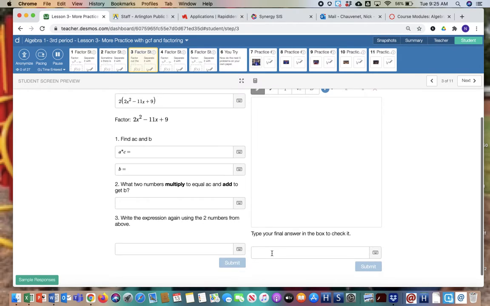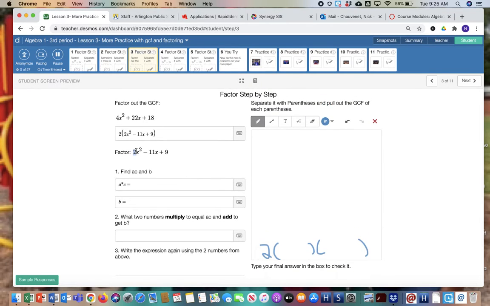So again, when I'm typing my final answer in here, I'm going to have the 2, and then I'll have whatever these other ones are, right? 2, and then whatever else is here. And from here, again, we're basically ignoring the 2. We don't even care about it anymore. So now what is it? 2 times 9, 18, and then it's got to add to negative 11. Well, we just did this one, right? So again, negative 9 and negative 2, boom.